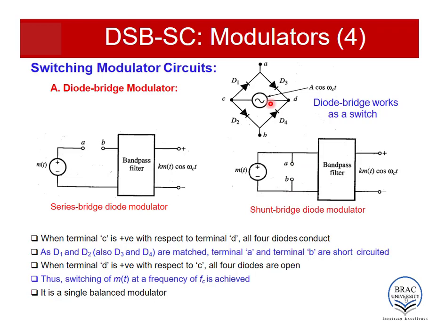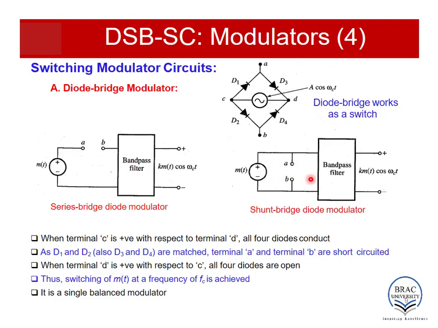But when this source reverses its polarity, then all the diodes will be in reverse bias and A and B will be open circuited. Then the message will be passed to the bandpass filter and essentially the message is multiplied by 1. So these two circuits have the same working principle. The only difference is, in this case, we are using the short circuit. In this case, the message is passed when A and B is short circuited, and in this case, the message is passed when A and B are open circuited.